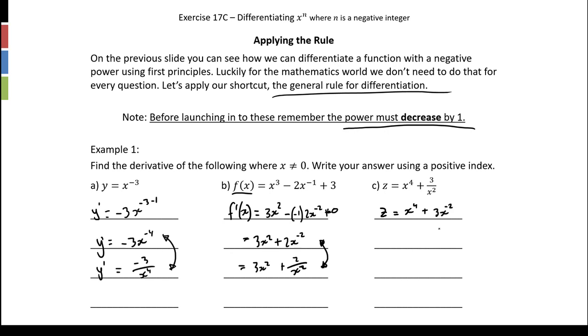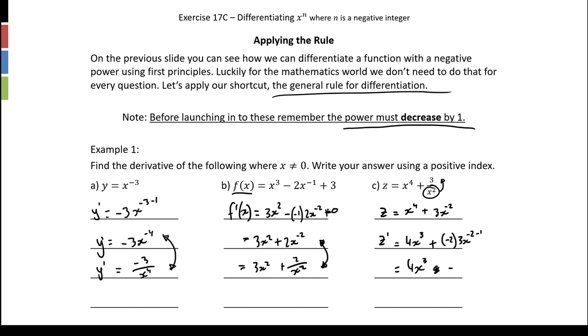Okay, with negative indices, I'm going to move x squared up here, which means the power becomes negative. Now I'm going to get z dash is equal to multiply by the power, take 1 from the power, plus multiply by the power, 3x, take 1 from the power, negative 2 minus 1. Okay, and this step here, I'm sure you can compress down, but I'm showing it for full working.